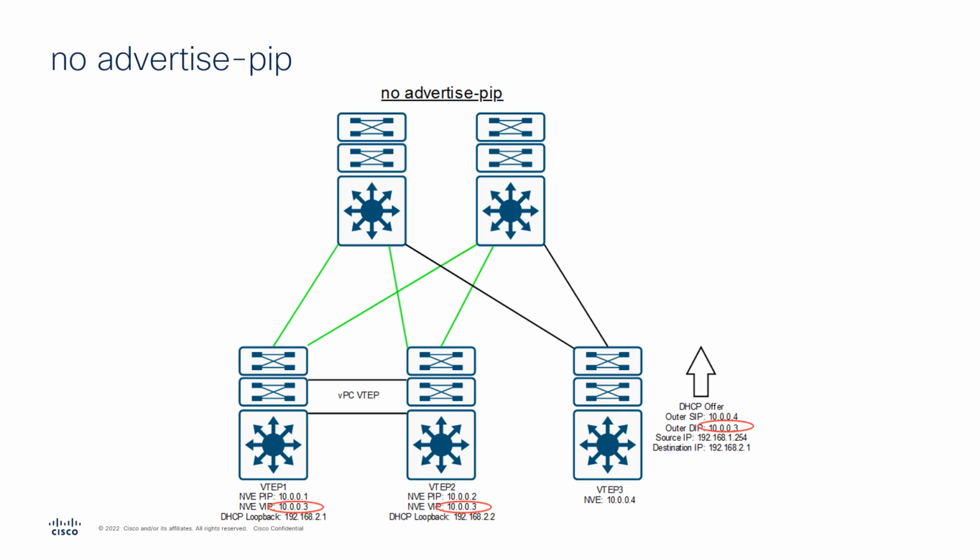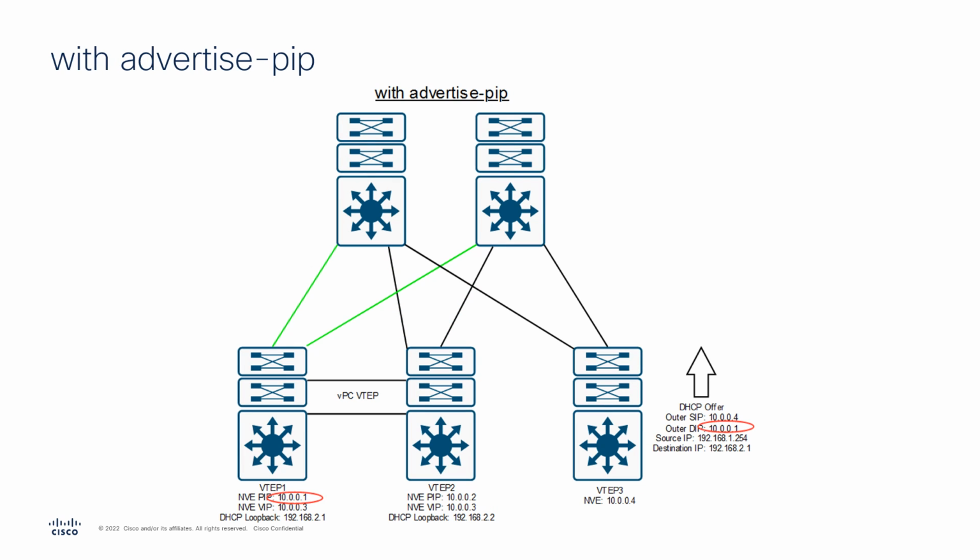Here is an example of what could happen without advertise pip enabled. A DHCP offer has been encapsulated and is being sent over the VXLAN fabric. The inner header has a destination IP of 192.168.2.1. This means that it is meant for VTEP 1. Since VTEP 1 does not have advertised PIP enabled, it advertised reachability to its DHCP loopback using the NVE virtual IP, 10.0.0.3. This IP is also owned by VTEP 2, so the DHCP offer could end up at the wrong VTEP.